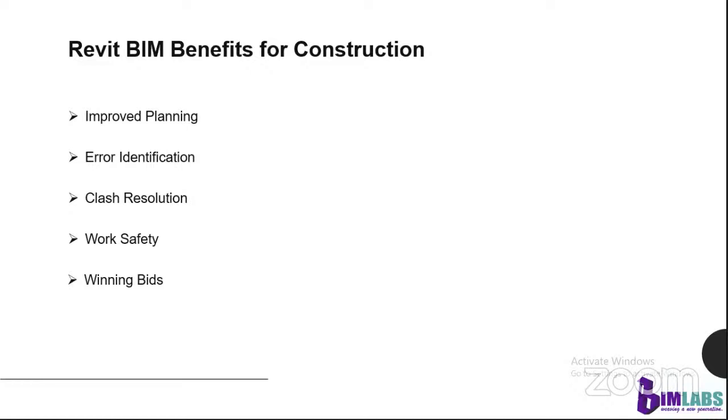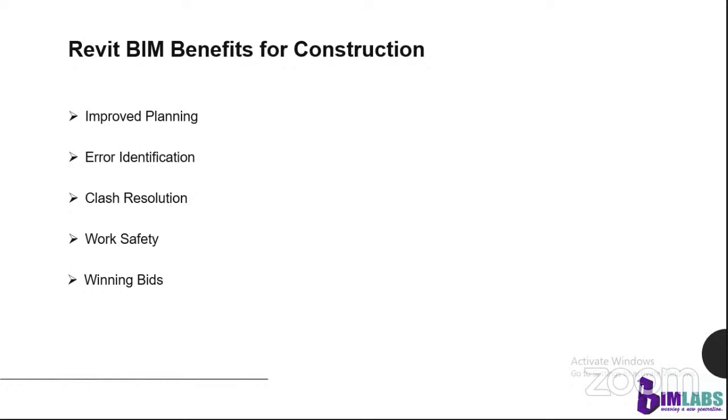Then what are the Revit BIM benefits for construction? First one is improved planning. Coordinated 3D BIM models using Revit will help construction professionals to check interference among building systems. This BIM model will help you to visualize structures prior to the construction, offering improved project plans, and clashes can also be detected, removing major system conflicts before installation.